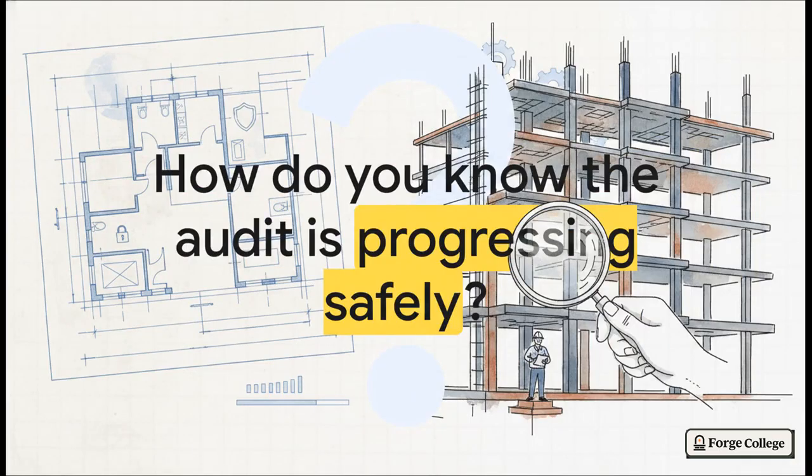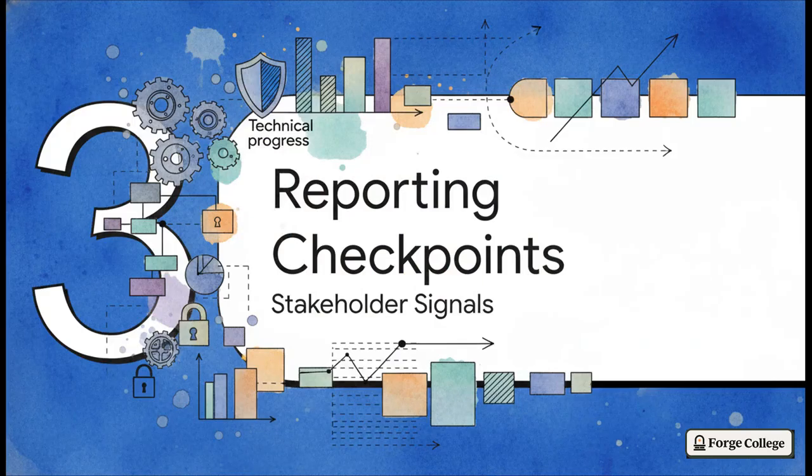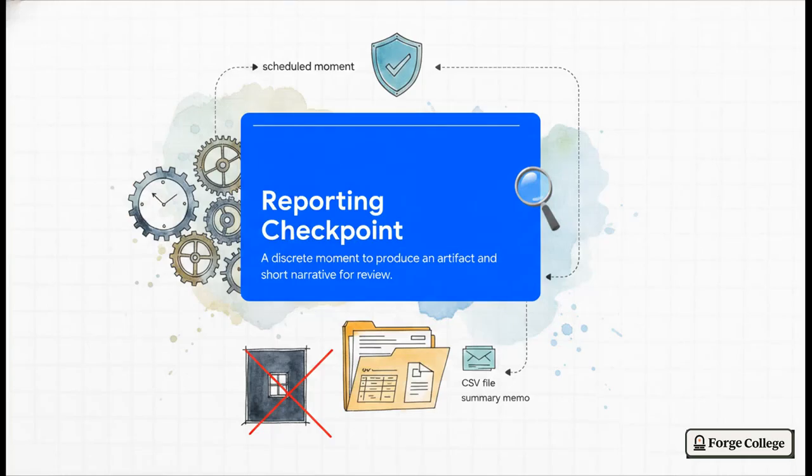Now, you might be wondering, this is all great for the auditors, but how do stakeholders actually know the audit is progressing safely and on schedule? Because a brilliant blueprint is completely useless without regular building inspections. And that leads perfectly into Section 3, reporting checkpoints. A reporting checkpoint is basically a discrete, scheduled moment where you produce an artifact and a short narrative for stakeholder review. These are absolutely essential milestones.